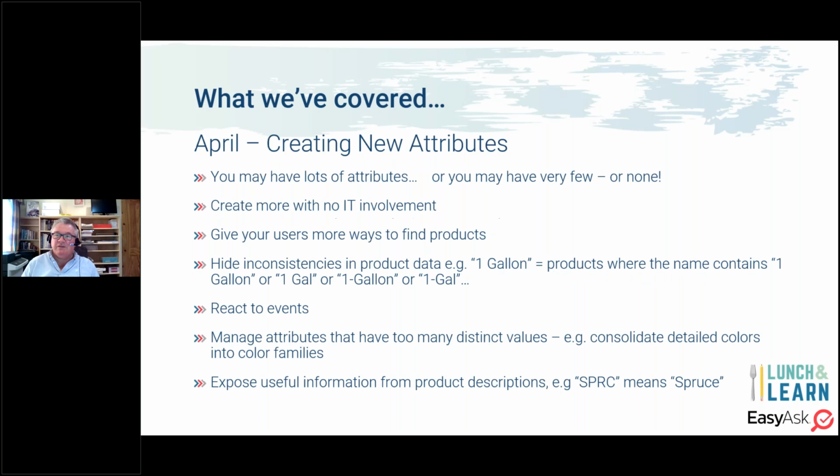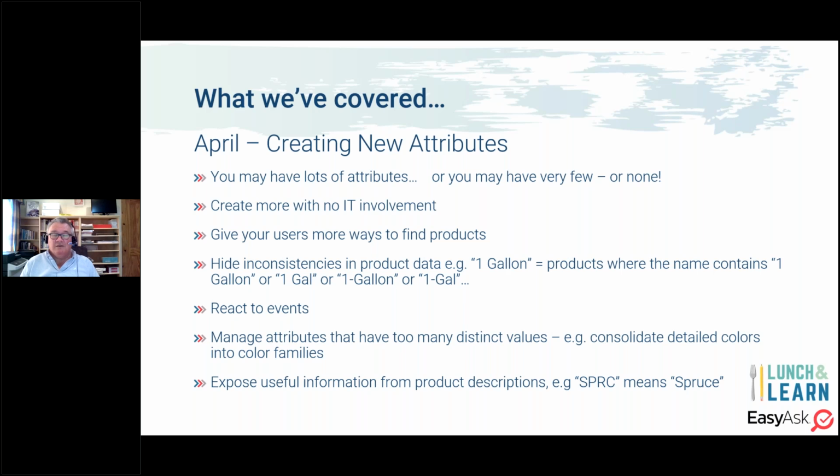And in April, we covered what is a really big topic, and we may do this again, but it's all about creating new attributes. And a lot of storefront customers have really varied numbers of attributes. Some of you have hundreds of attributes, some of you have none or very few. But with EasyAsk, you can create new attributes on the fly with no IT involvement. And it gives your users new ways to browse or find products. It can also be used to hide things like bad data or inconsistencies in the data.